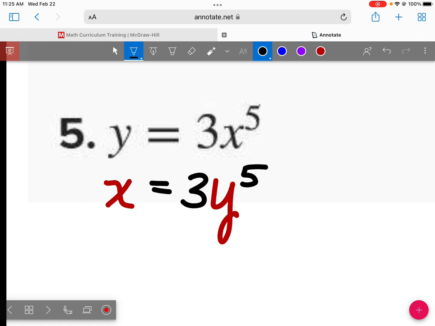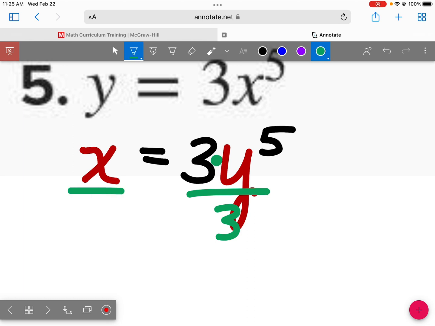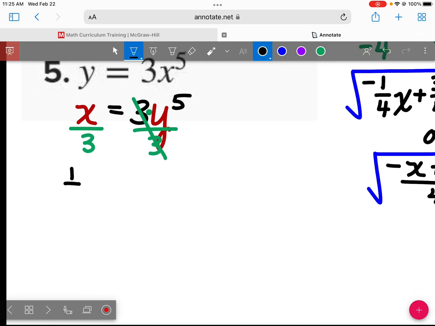We're trying to isolate y. So again, I have to walk backwards through the order of operations. Is there any addition or subtraction next to the y? Nope. What about any multiplication or division next to the y? Yes, we do have that. There's multiplication happening right here. So I have to divide both sides by 3. That would be 1/3 x equals y to the 5th.